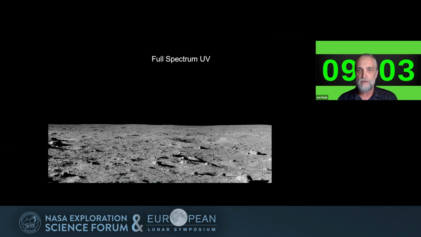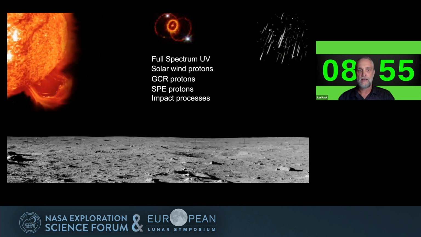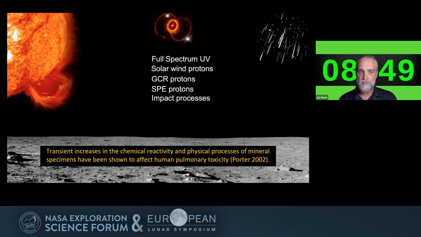As we've heard throughout the day, the lunar environment is continuously bombarded by full spectrum UV, solar wind protons, galactic cosmic rays, solar proton events, and impact processes. All of these things impart chemical reactivities upon the mineral grains at the surface, including the process of grinding them down into smaller and smaller particle sizes. We have learned from other studies that transient increases in chemical reactivity and physical processes of mineral specimens have been shown to affect human pulmonary toxicity. This is in particular in reference to silica.